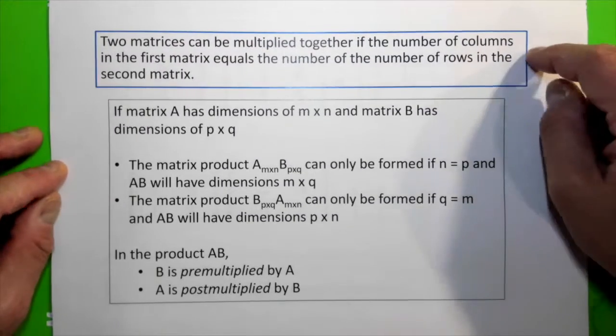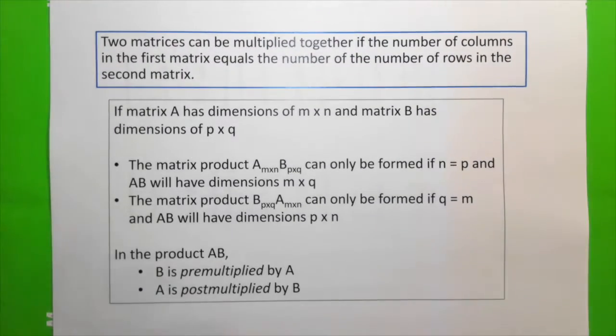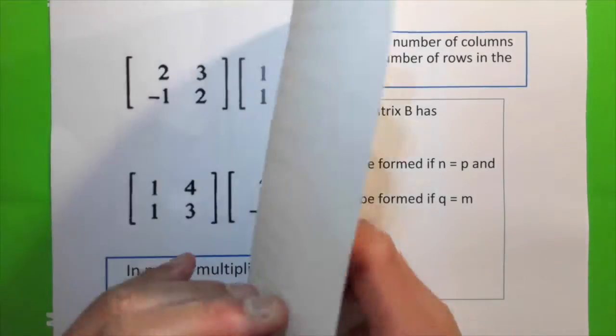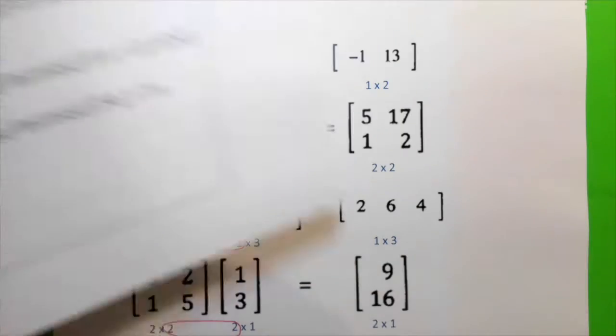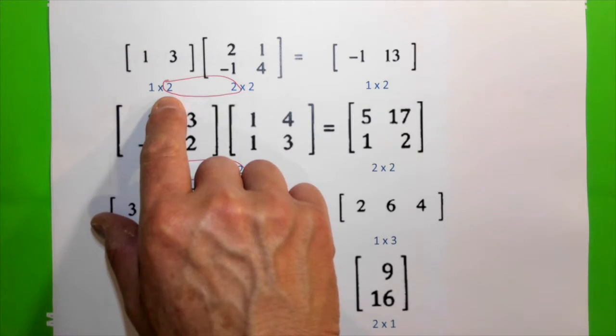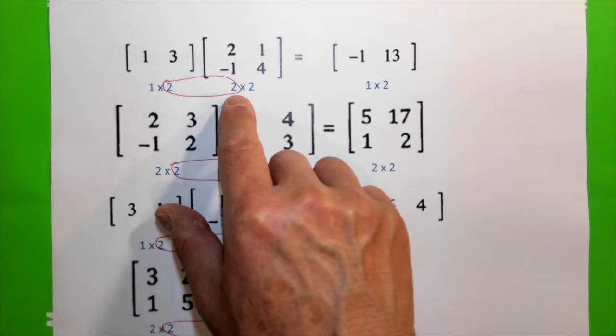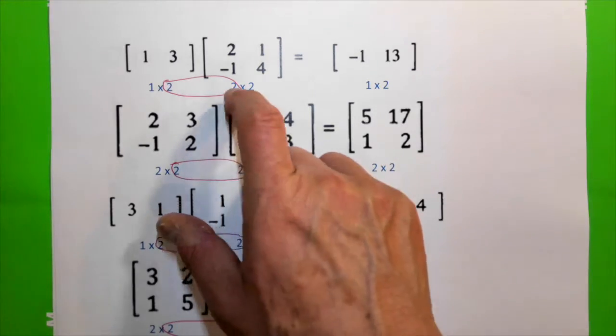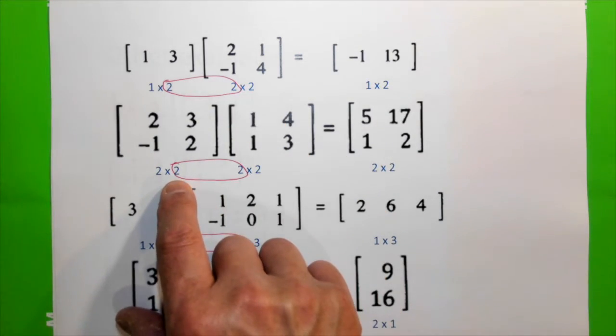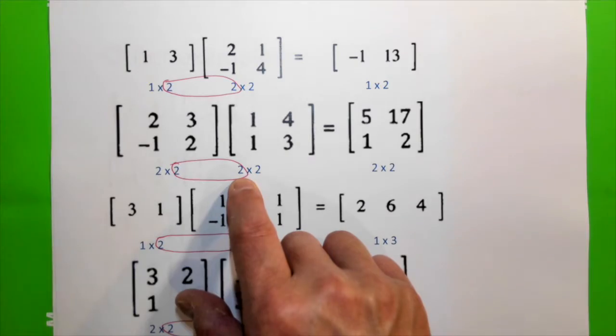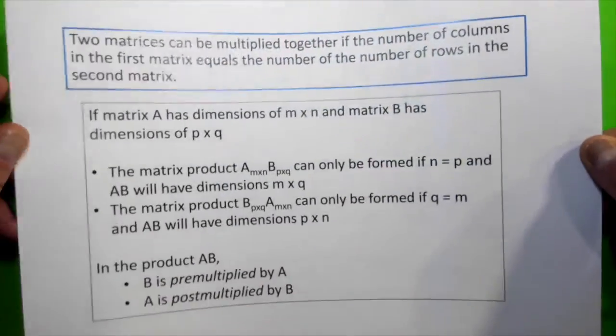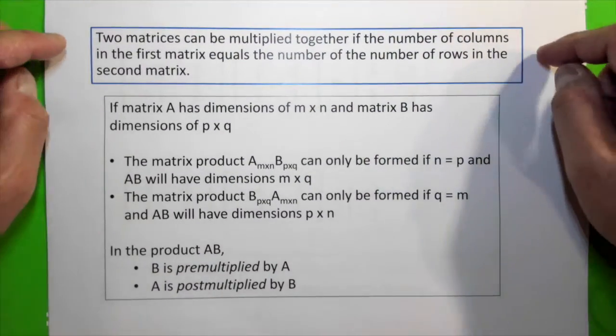Now, this is extremely important. Two matrices can be multiplied together if the number of columns in the first matrix equals the number of rows in the second matrix. Back to my previous example again. This is what I say. Number of columns in the first matrix has to be the same as the number of rows in the second matrix. If not, no multiplication could happen.